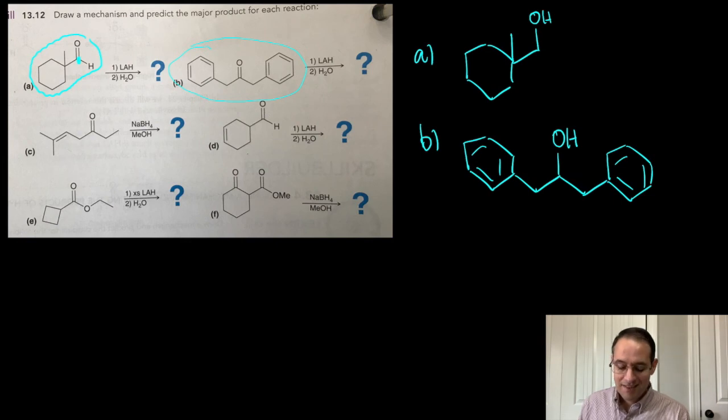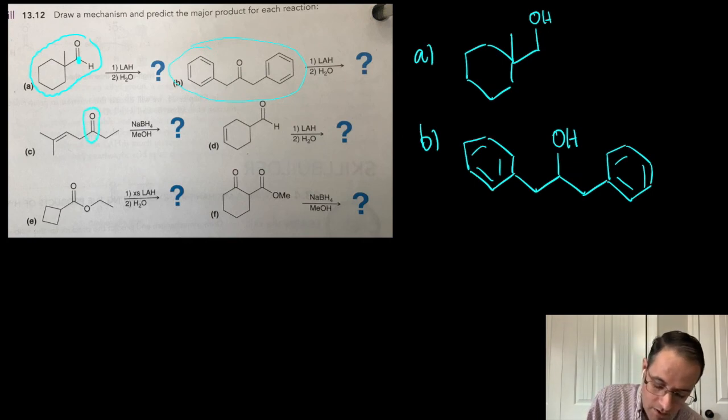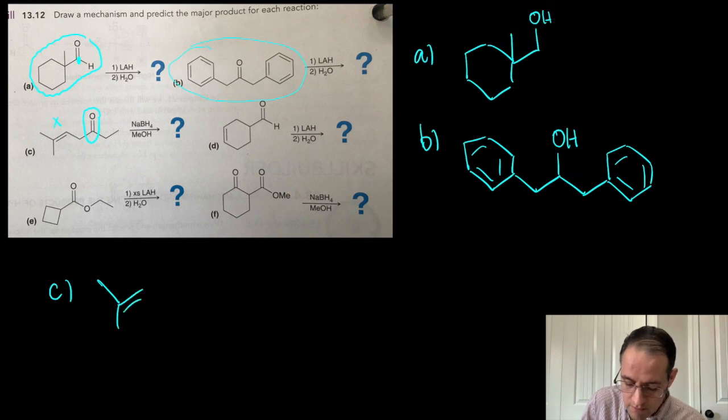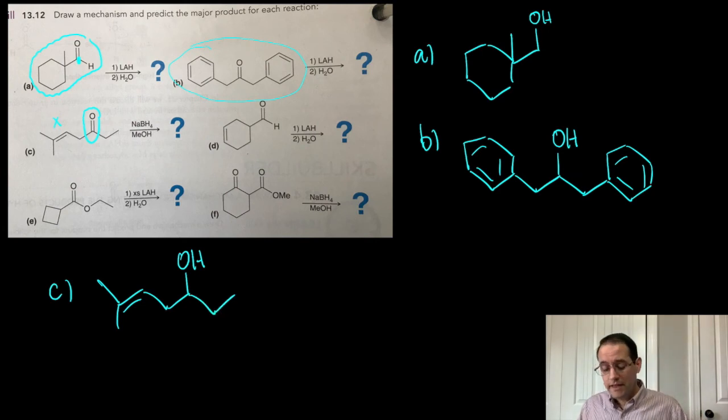In problem C, we have sodium borohydride and methanol. And remember, that's a selective reagent for ketones and aldehydes. This is a ketone, so that is the functional group that's reacting. It does not react with isolated double bonds off to the side of the molecule. So I'm going to rewrite that molecule and change that double bond oxygen to a single bond oxygen and write OH there, okay?